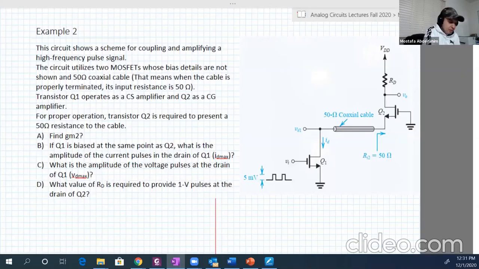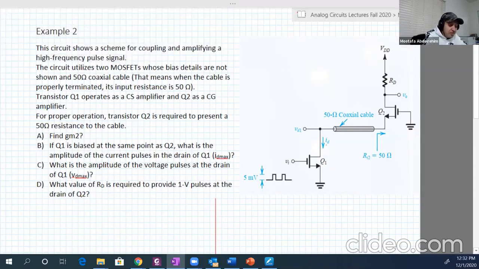So here is another example, in which I will explore with you an application in which we needed really a small input resistance. And as I said, usually this happens when you interface to an antenna or a coaxial cable, in which you have very low input resistance for such devices.